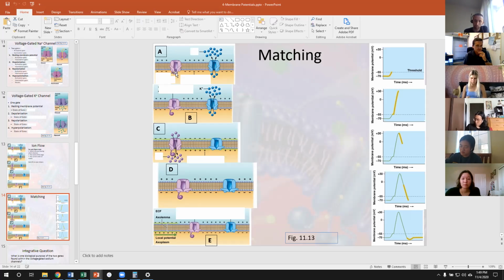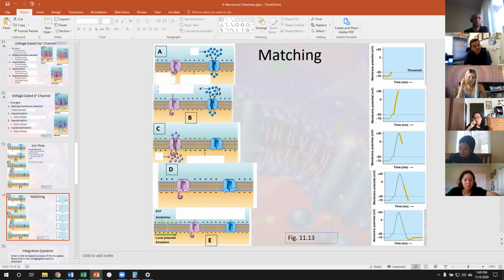Okay, awesome. Thank you. I want to ask just a clarification. Does B represent hyperpolarization, or is it A? Because I got repolarization and hyperpolarization mixed up for what it represents. Good question.